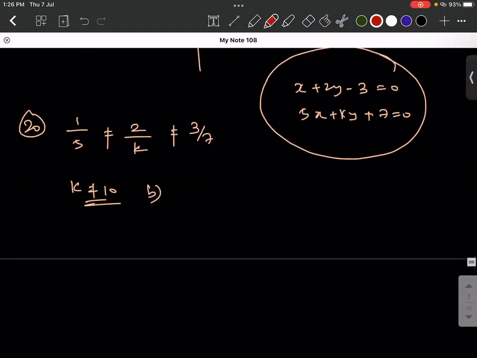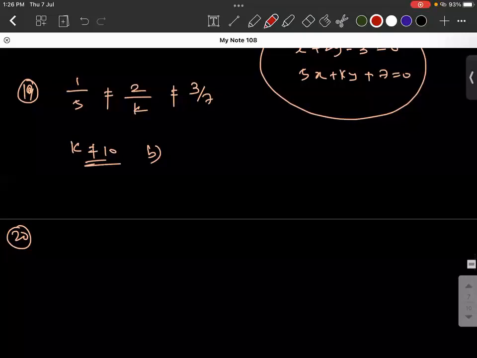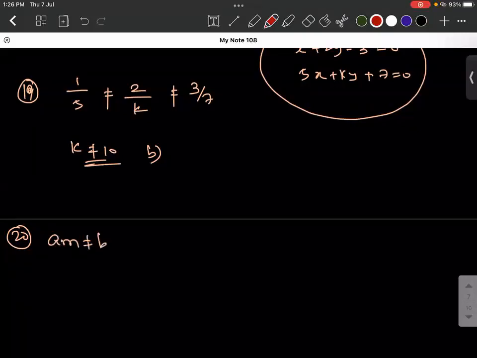This 19th, sorry. What about the 20th one? Has a unique solution. So AM should not be equal to BL. Option A.